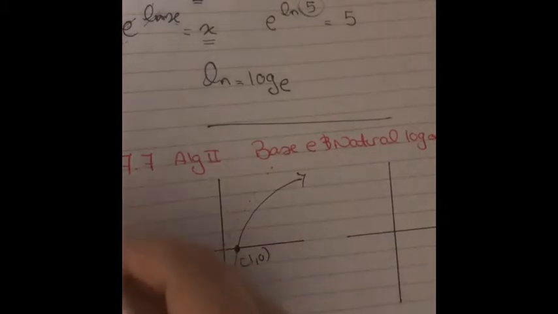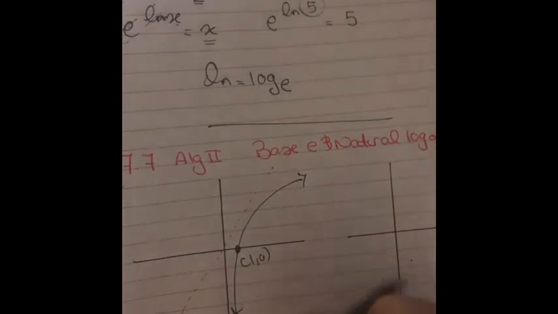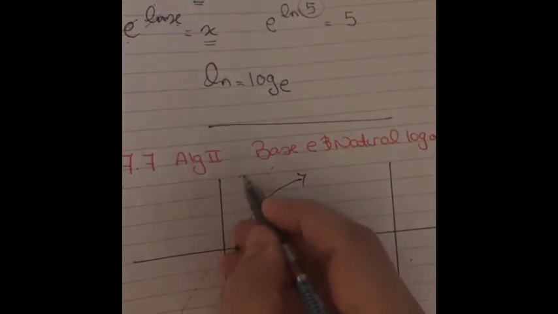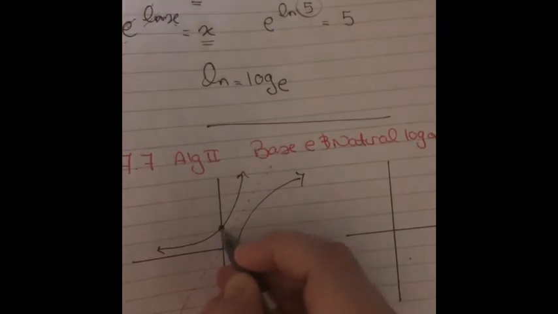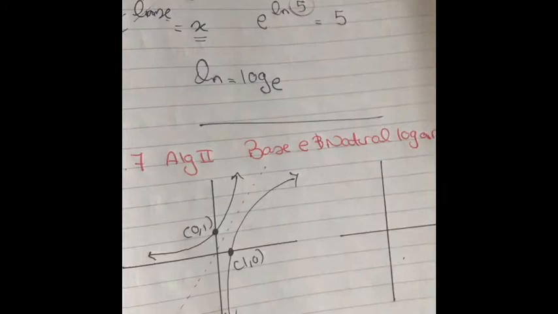So the inverse of ln is y equals e to the power of x, and this is also an exponential growth, and the graph looks supposedly like this. Okay, and this point is (0, 1).